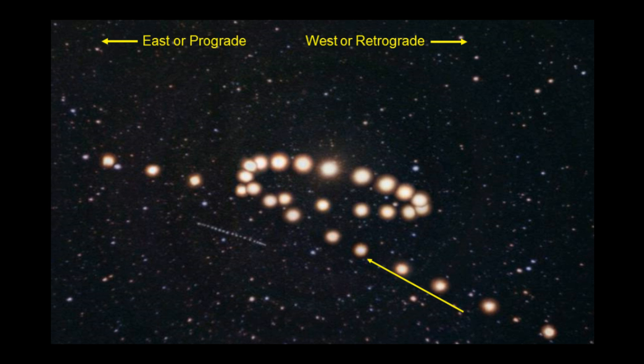We call the normal everyday movement of planets eastward their prograde motion. You can see up in the upper left-hand corner, prograde motion. That's the everyday normal movement of planets eastward. Write that down.